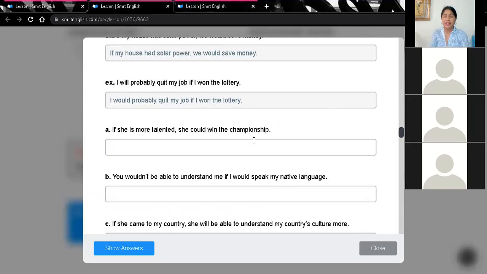Let's go to the letter A, and it says, if she is more talented, she could win the championship. What is the mistake in this sentence? Is. So how would it be? Was. How does it have to be? Okay, it could be was, but remember I told you it's better to use were. Or, if she were more talented, she could win the championship. Okay, is it clear what you have to do here?